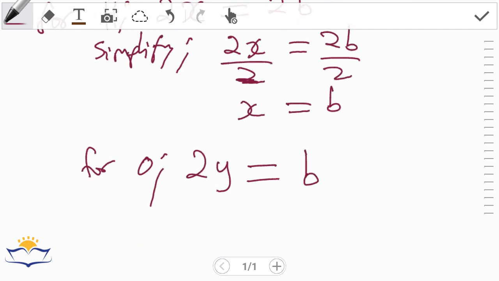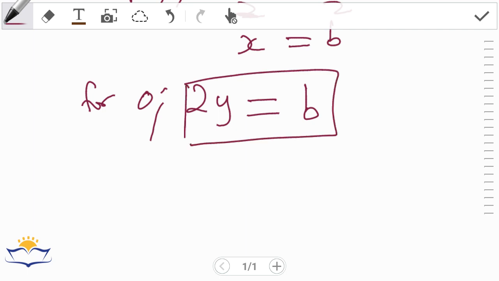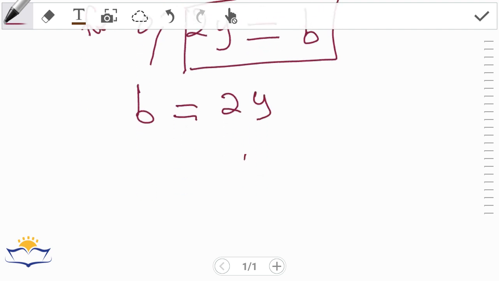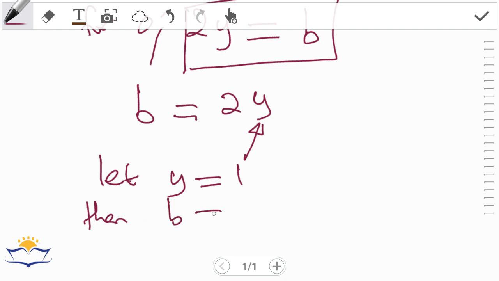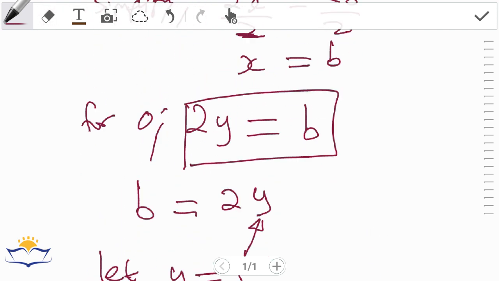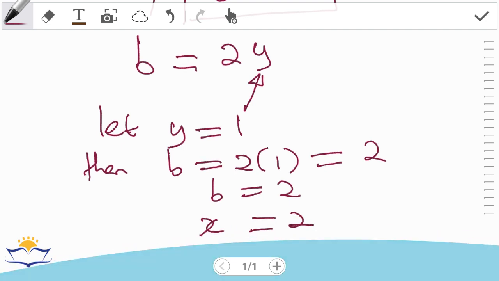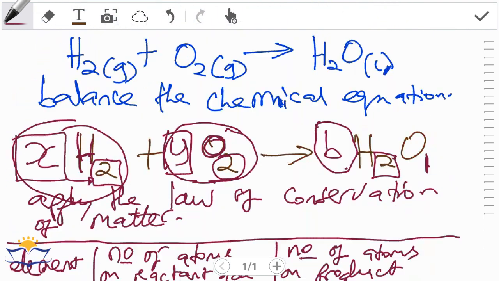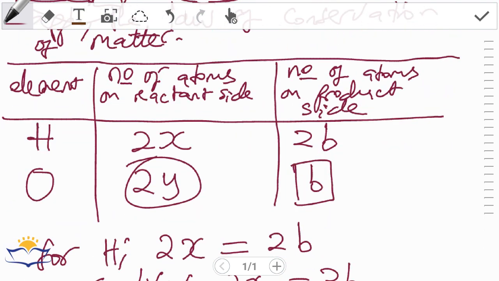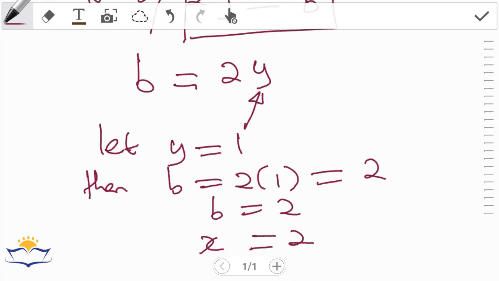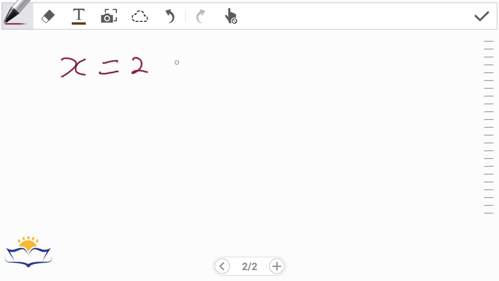So as I said, when you get an equation where one variable is an integer times another variable, you just let that other variable be equal to 1. So let y be equal to 1. Then b becomes 2 times 1, which is 2. So b equals 2. And x equals b, so if b equals 2, then x is 2. So x equals 2, b equals 2, and y equals 1.